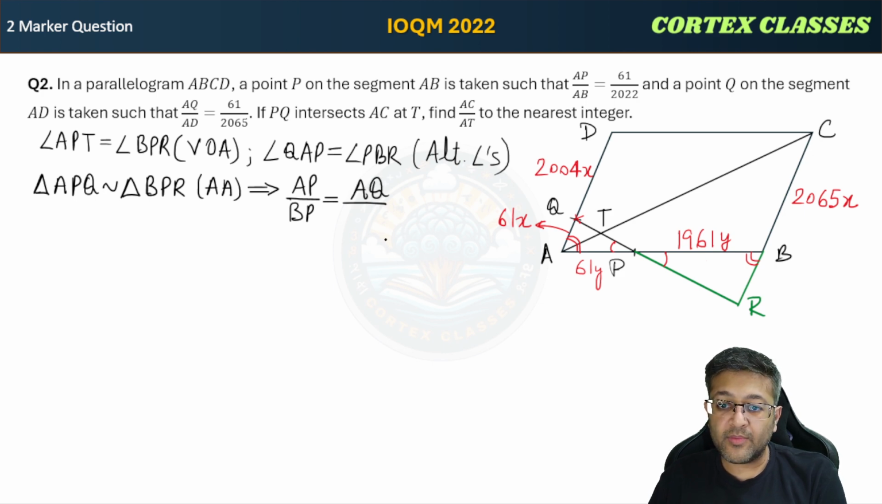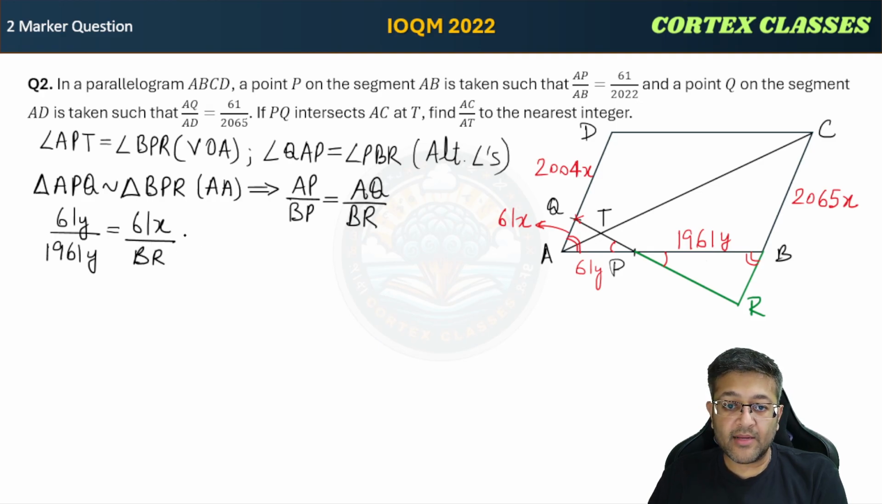If I pick AQ from that triangle, the other triangle will be BR, right? So let's see, guys. Let's put it in. AP is 61y, upon BP, that is 1961y, is equal to AQ, which is 61x, upon BR, which we have to find. I'll get BR from here.